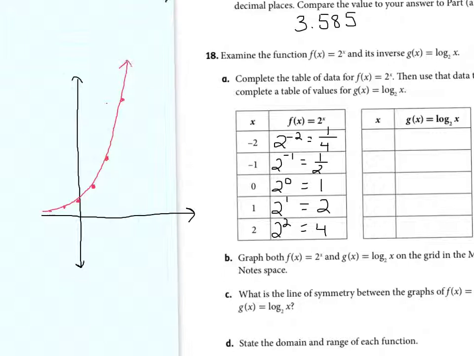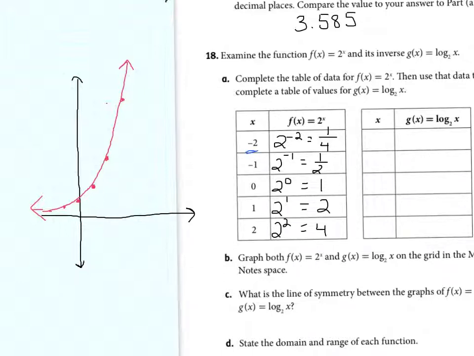And we get a graph that looks something like this. Now let's fill in log base 2 of x. Now remember how 2 to the x and log base 2 of x are related. They're inverses. So inverses, we're going to switch our x and y's. And we can do the same thing here for the table.